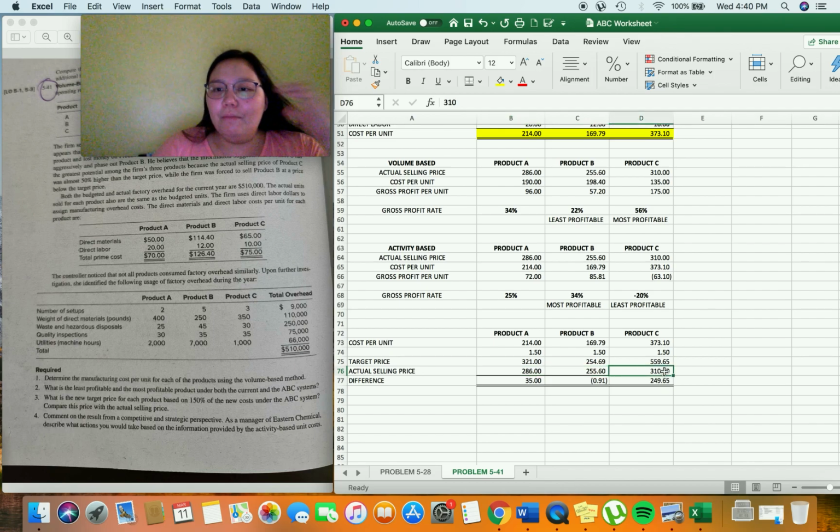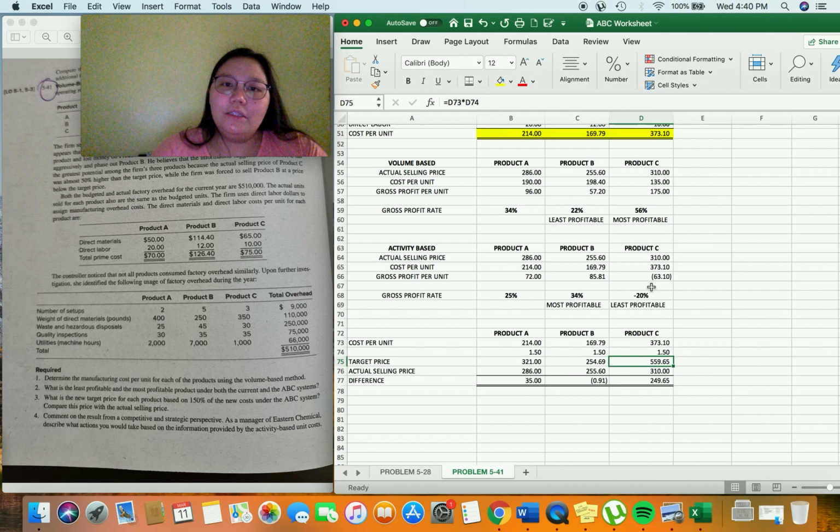Kasi baka naman mali, 'di ba? Or we can compare with our competitors how much do they charge for these products. Baka we are charging a lower price, baka pwede nating i-adjust, especially for product A since hindi naman ganun ka-material yung difference. But as far as product C is concerned, if this will continue, I think it will be best to discontinue product C.